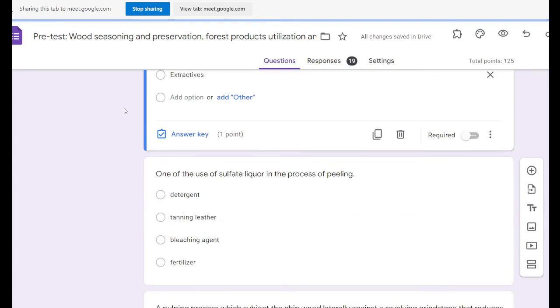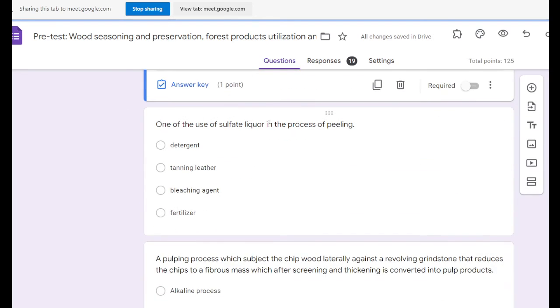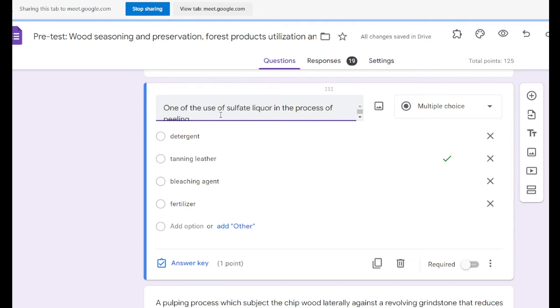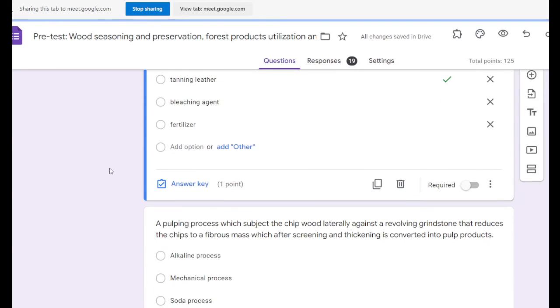Next, one of the uses of sulfate liquor in the process of peeling is it can be used for tanning leather. Okay, sulfate liquor in the process of peeling can also be used for tanning leather.